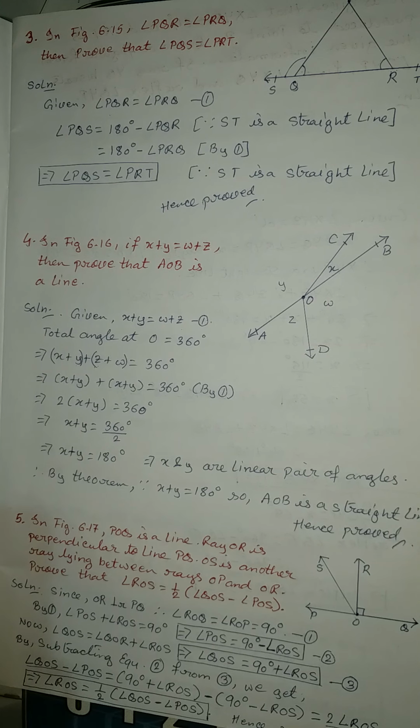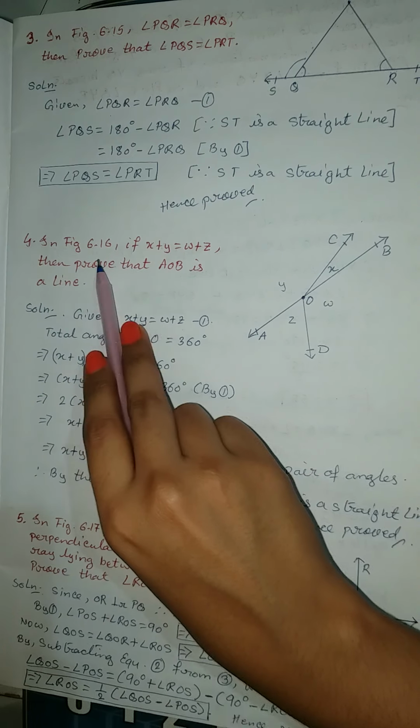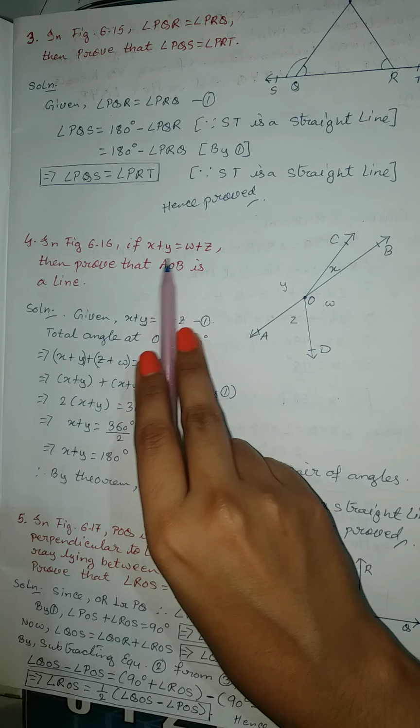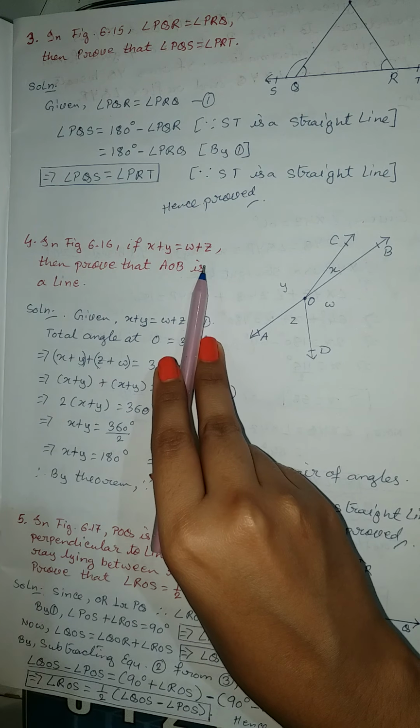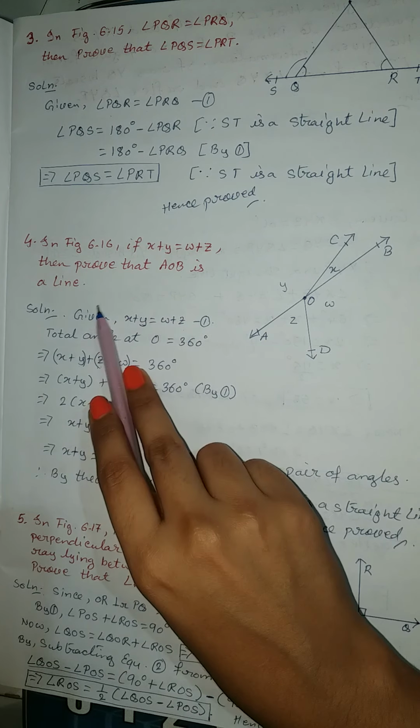Now, let's solve question number 4. In figure 6.1, if x plus y is equal to w plus z, then prove that AOB is a line.